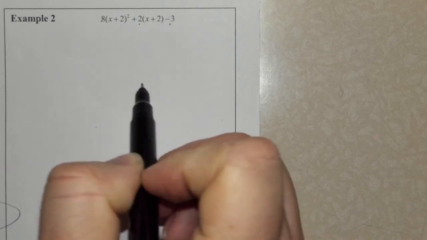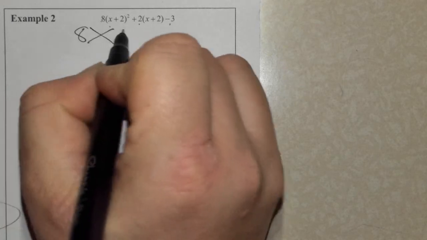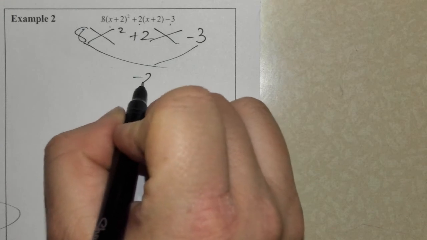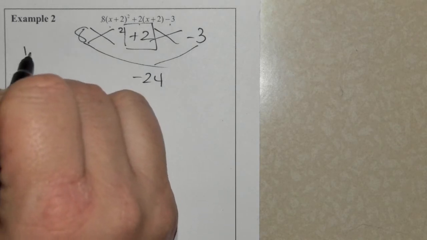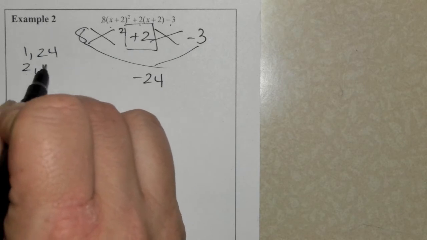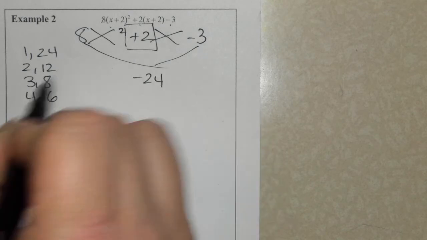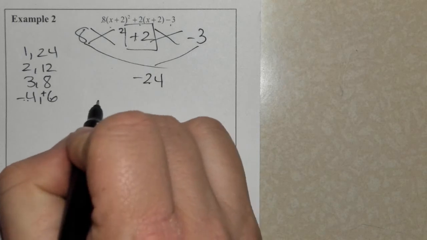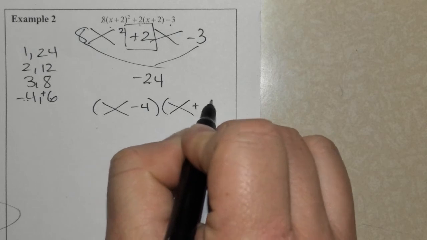8, 2, and 3. Is there a number I can divide over all of these? There's not. So I'm going to rewrite this as 8x squared plus 2x minus 3. 8 times negative 3 is negative 24. What 2 numbers combine to give you a positive 2 but multiply to give you a negative 24? 1 and 24, no. 2 and 12, nope. 3 and 8, no, I'm getting closer. 4 and 6 work. It needs to be a positive 6 and a negative 4 to multiply and to combine accordingly. So I have x minus 4 and x plus 6.